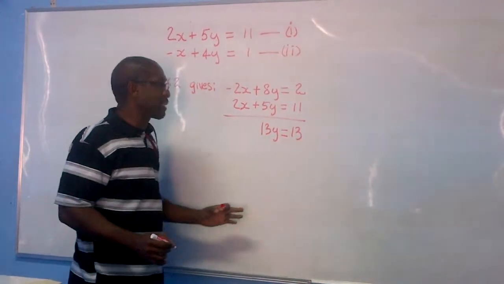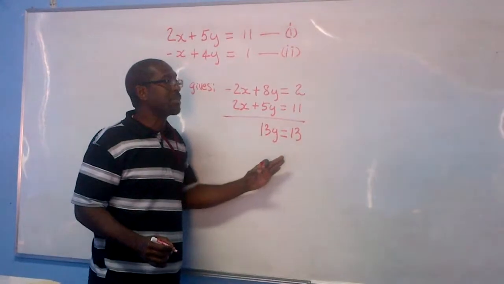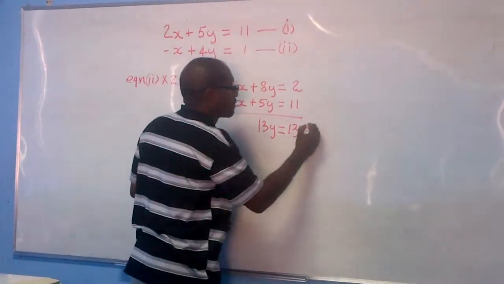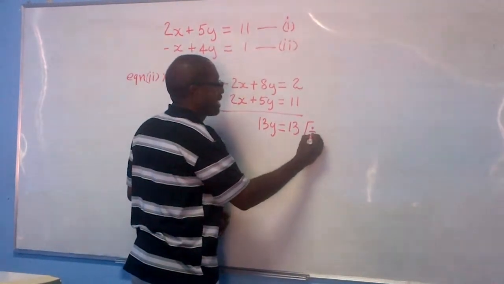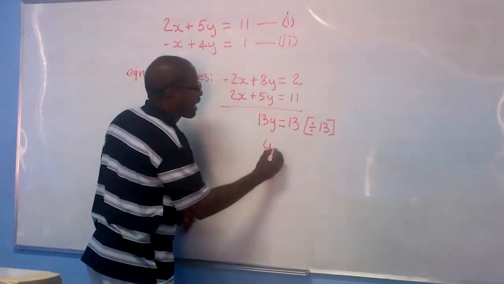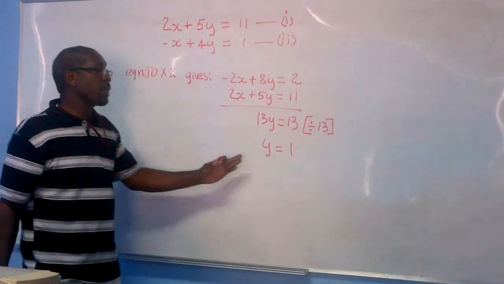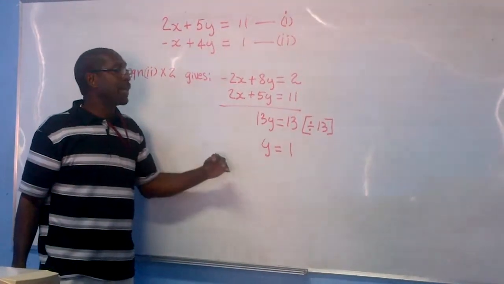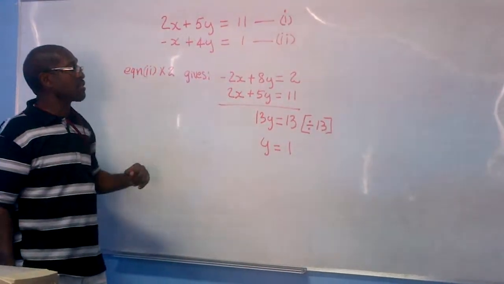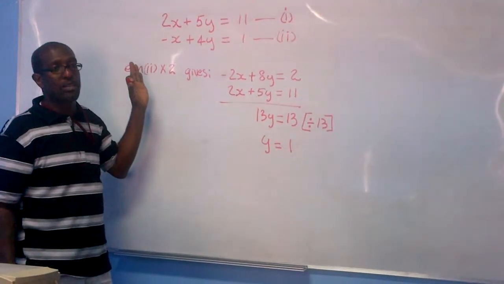In mathematics, whatever you do to one side of the equation must be done to the other side in order to preserve the equality. So we will divide each side by 13, and that gives y equals 1. Now that we know the value of y, we can substitute this value into any one of the equations. Looking at that, equation 2 appears to be the more simple.